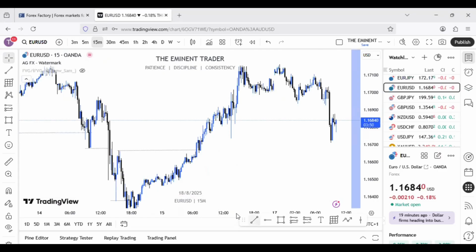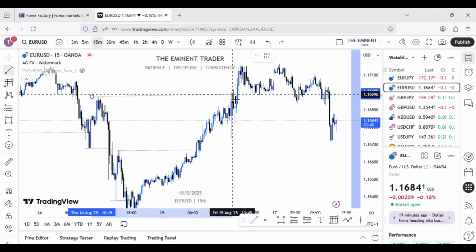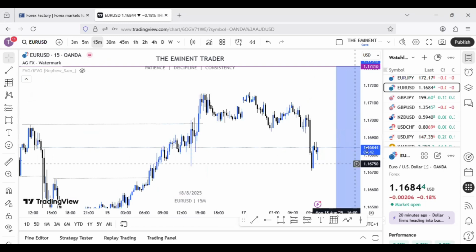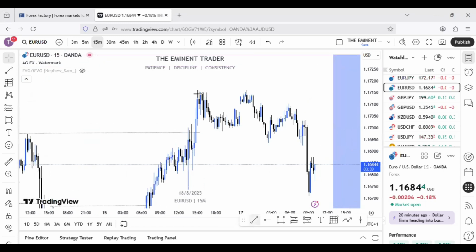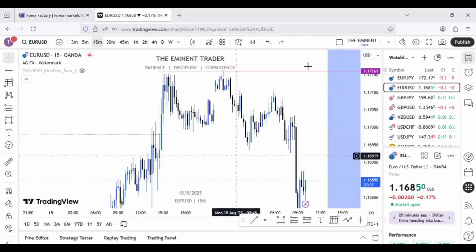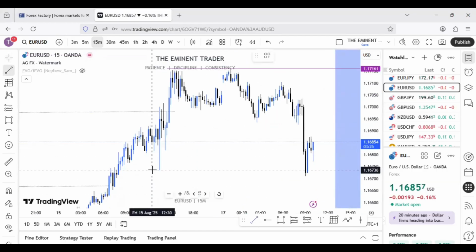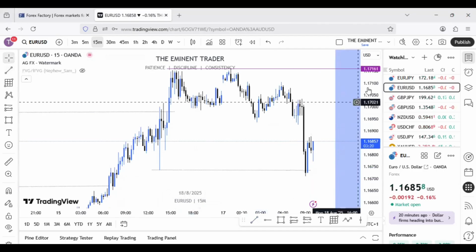Nothing clear. You can see this arguably a break of structure, but I won't really be too confident about that. Then you now have this as your most recent high on the 15 minutes. And which area created that high? It is this one. And that was literally what it came to do. It came to sweep that liquidity.